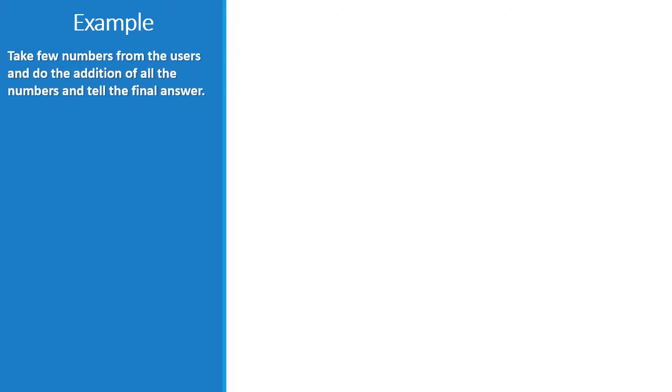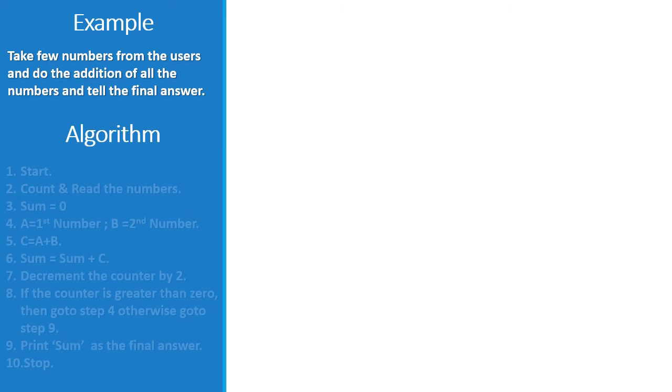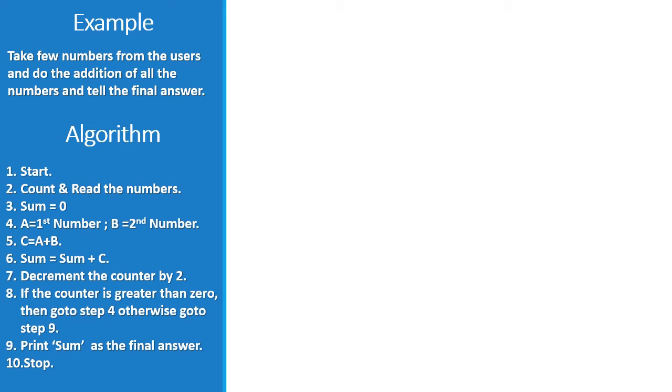Here, let's try to understand the use as well as the ability of the box method with the help of a simple example. Consider this task: take a few numbers from the user, do the addition of all the numbers and tell the final answer. As we are now a little bit familiar with algorithms, let's write an algorithm and check whether it is useful or not. Consider a person has given you 10 random numbers.